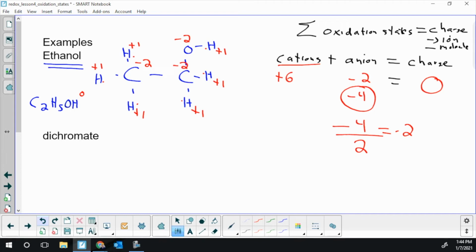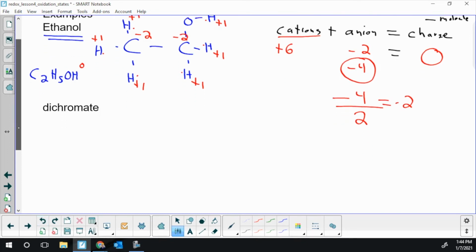Okay? Now, if you add up all those red oxidation states, they all sum to 0. Okay? And this is the game we're going to keep playing in this unit. Figure out all the oxidation states, but one with memory or memorization, and figure out the missing one. Okay? So that's ethanol, a neutral molecule.